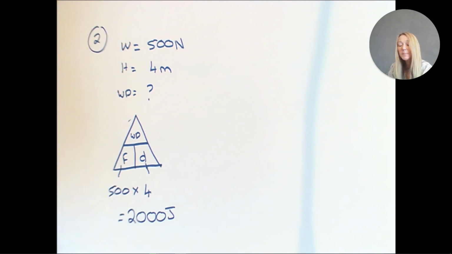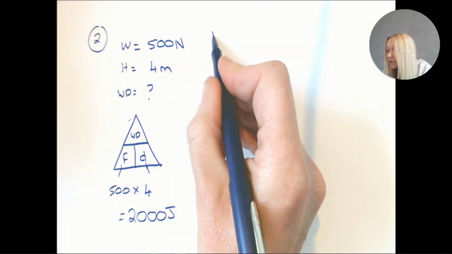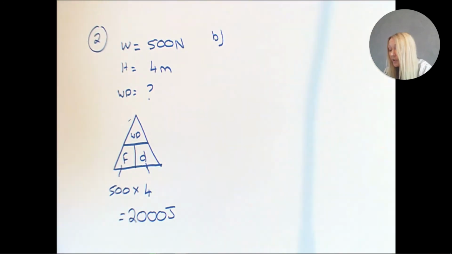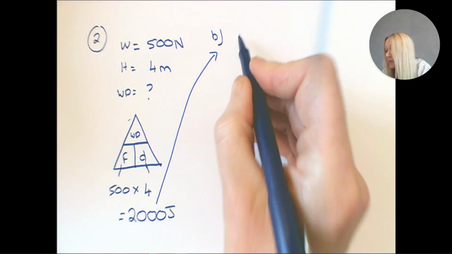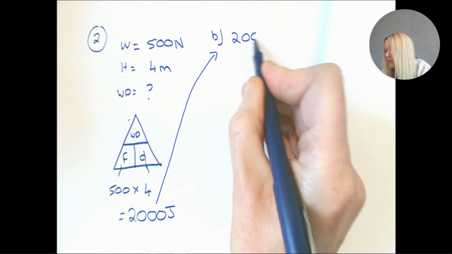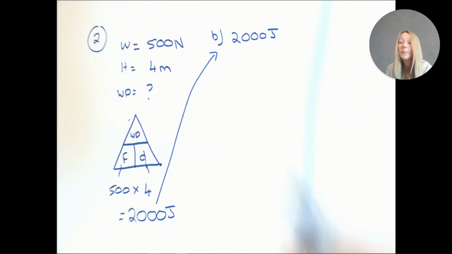Now on the next part of the question, they asked us how much kinetic energy it would have right at the end. Now, assuming that it's 100% transferred, then the answer to question B is just the whole of the energy being transferred, therefore it will be 2,000 joules.